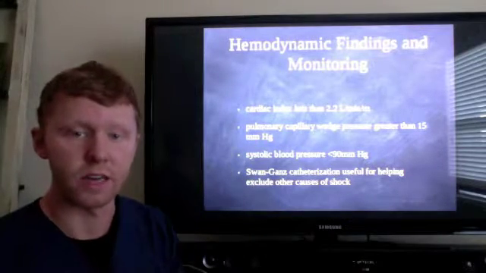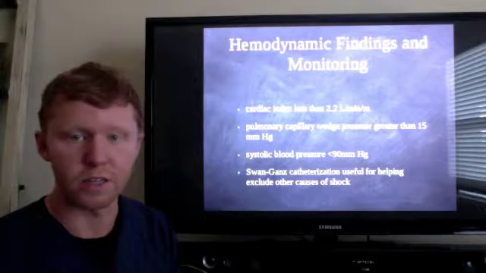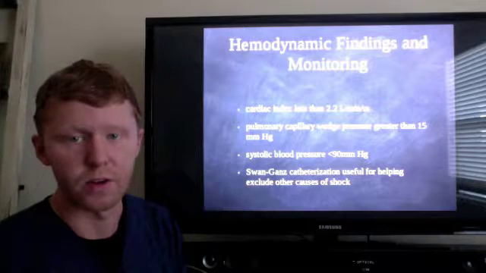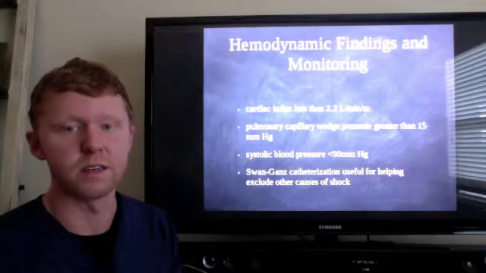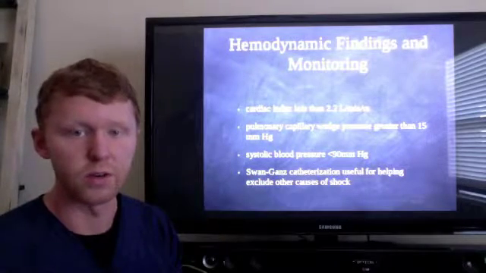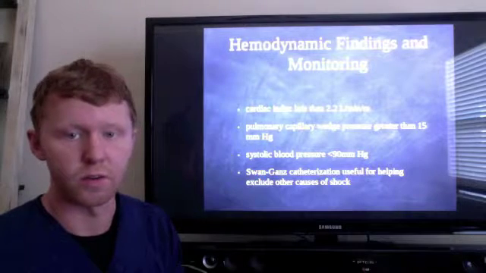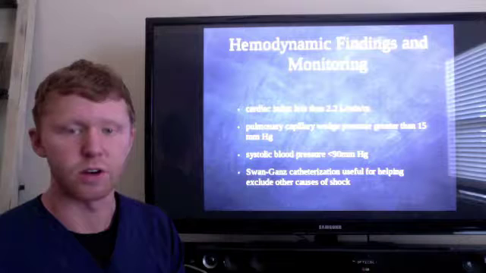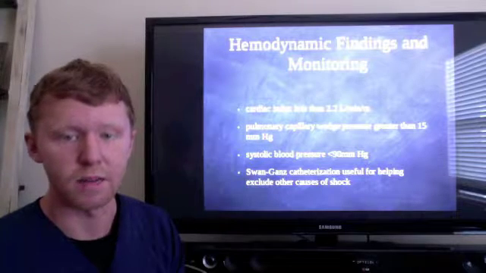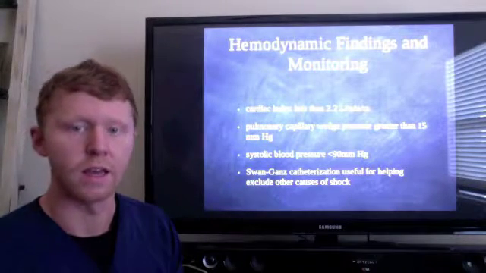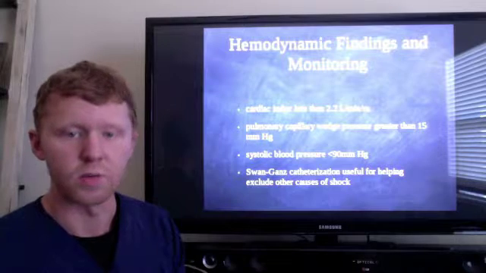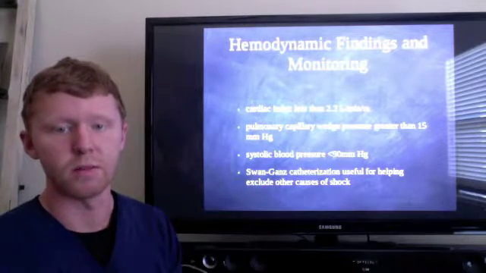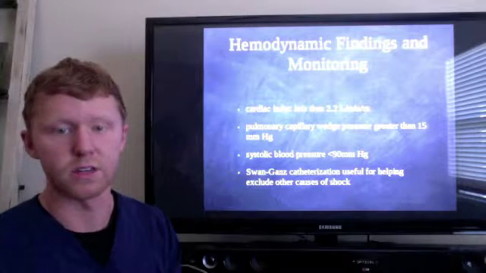And another thing to look at is a cardiac index. With cardiogenic shock, it'll be less than 2.2. And with a normal heart, this assesses the left ventricle and the output of that. So on a normal heart, it will be greater than that. And systolic pressure, we're talking about hypotension. It'll be less than 90 millimeters of mercury. And some monitoring that you can do is Swan-Ganz catheter is very useful. You'll see this, and this will be used to exclude other causes of the shock.